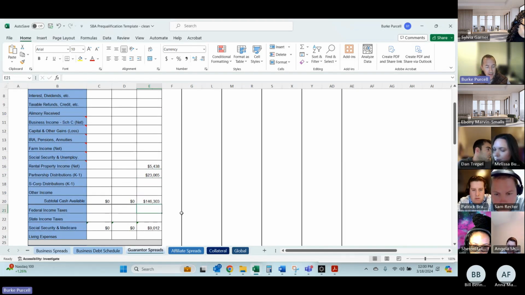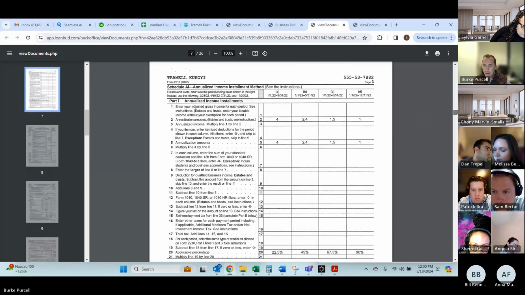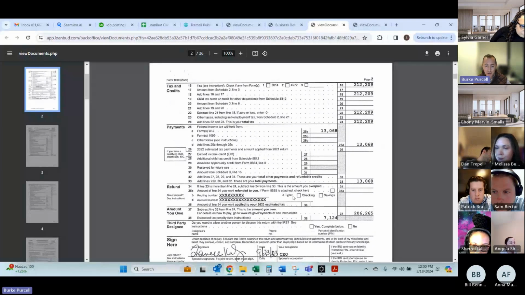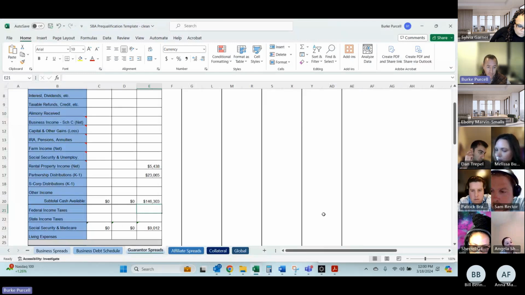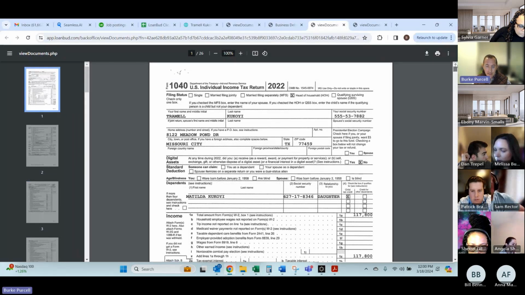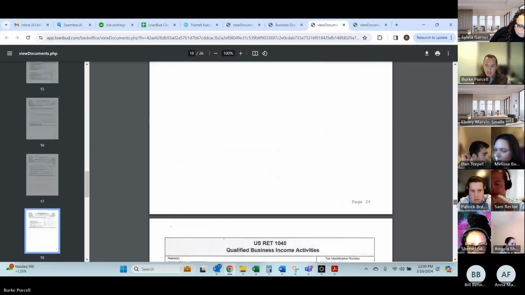Now I need to look at the taxes. So the best way to look at taxes is just to look at what he actually owed. So look, in this year he owed $206,265. Okay, it's a lot. 206,265. It's a lot of taxes. He's in Texas, so there's no state taxes in Texas.